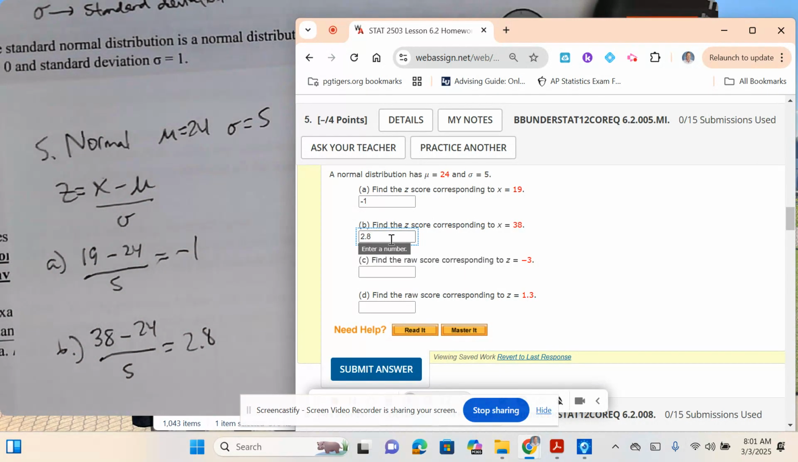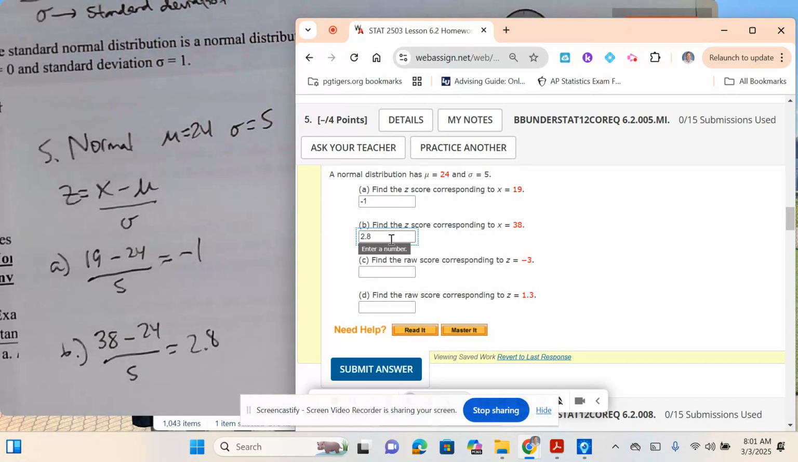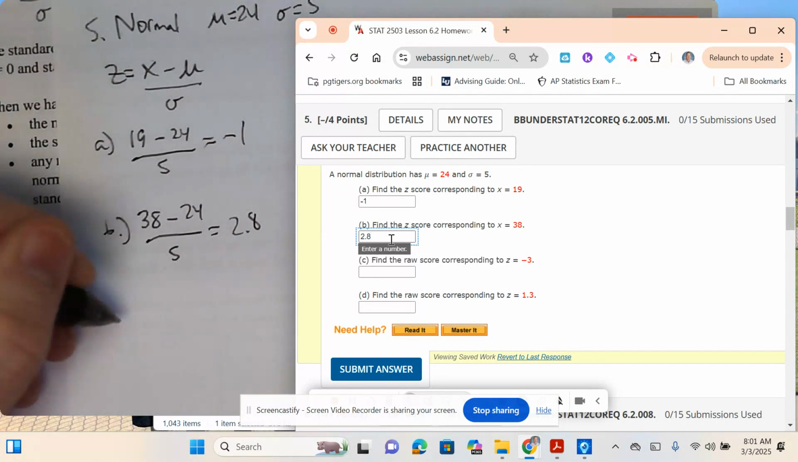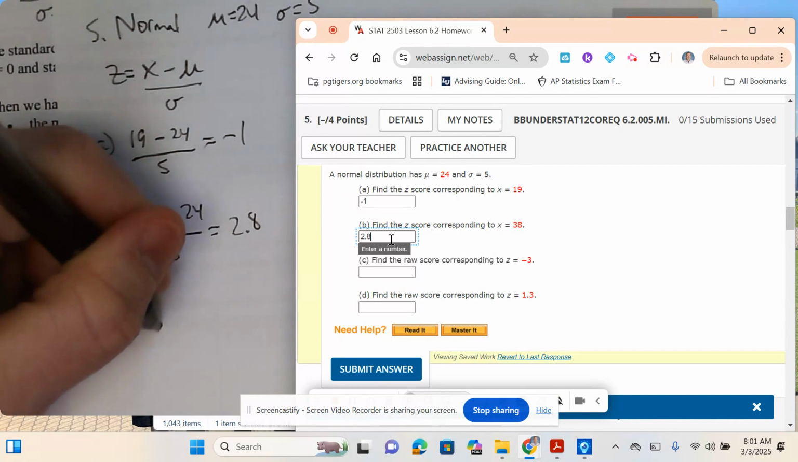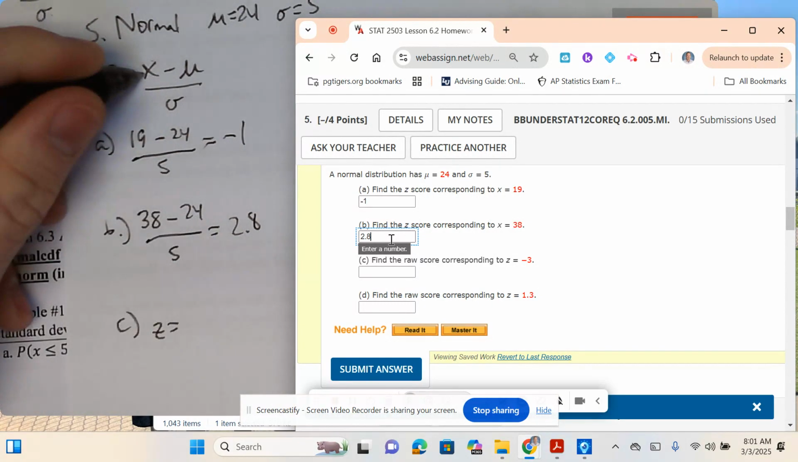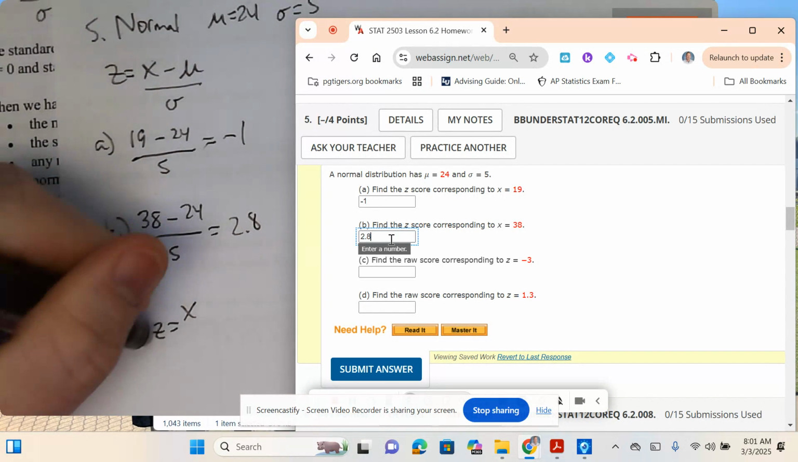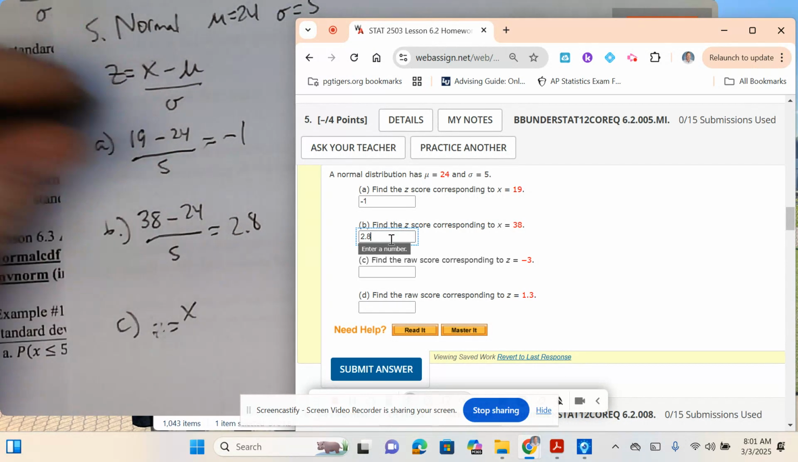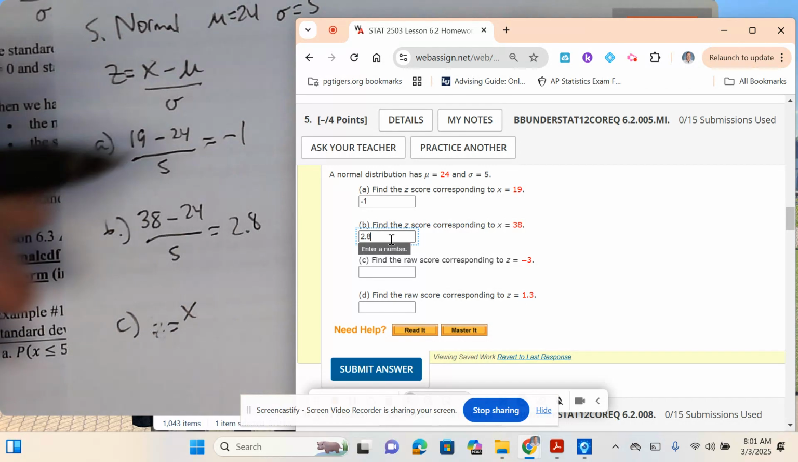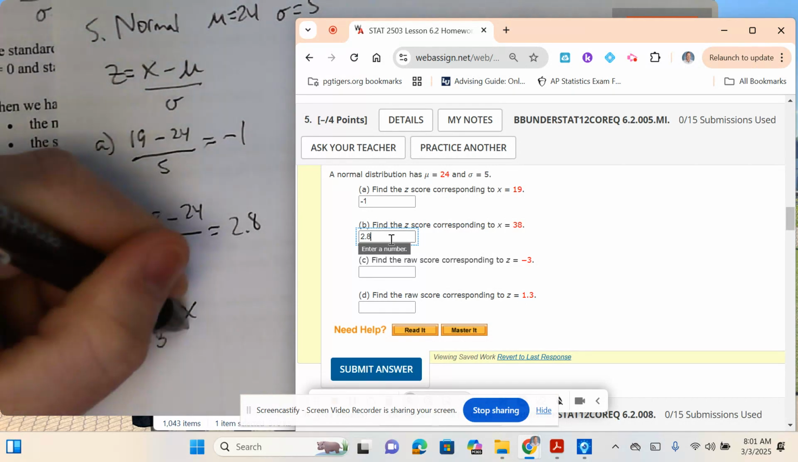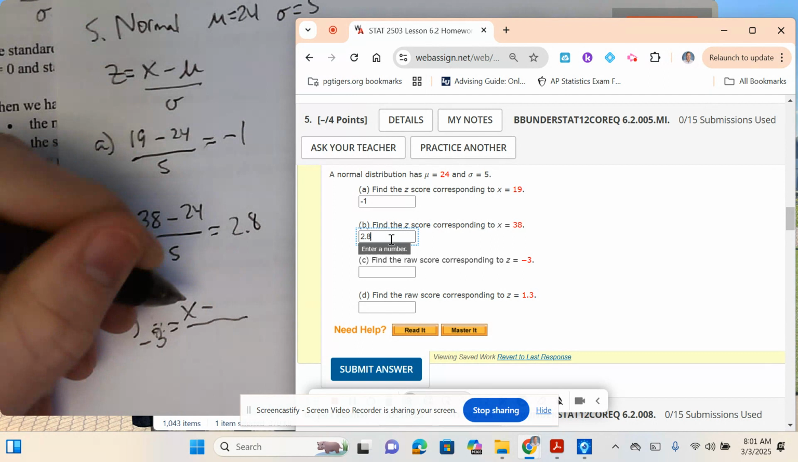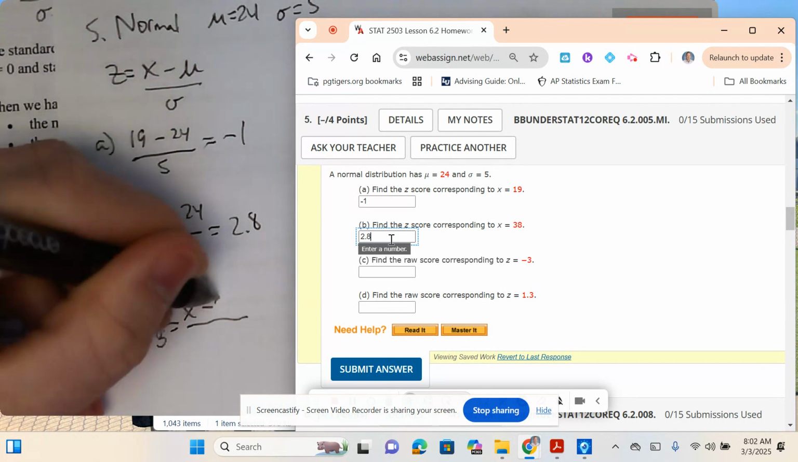Find the raw score of a z of -3. To find the raw score means we're trying to find what? We're trying to find x. So in this case, you're trying to solve for x. They're giving you z, and I should have wrote z equals there. I was getting sloppy there. So they're giving you the z of -3. They want you to find the x. The mean is 24. Standard deviation is 5.